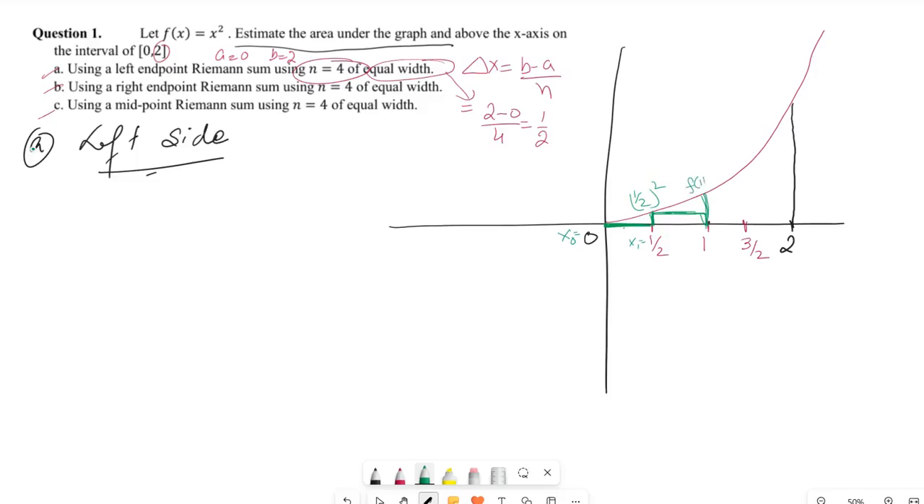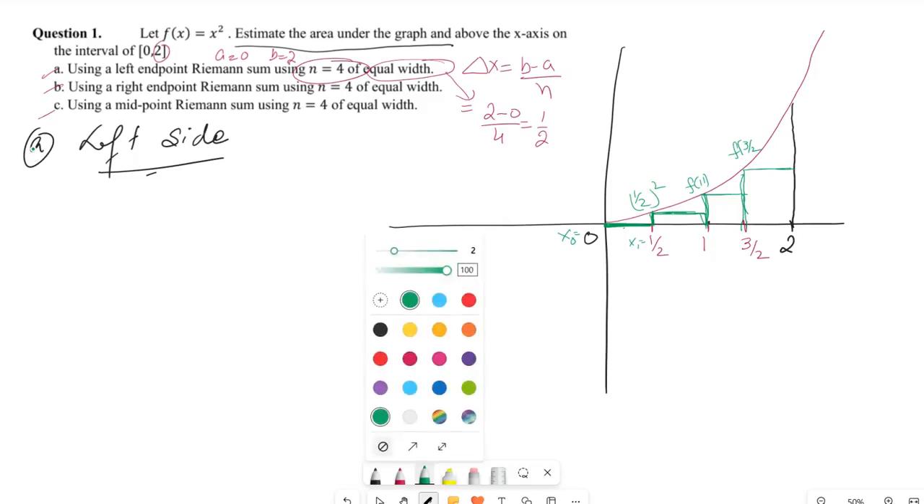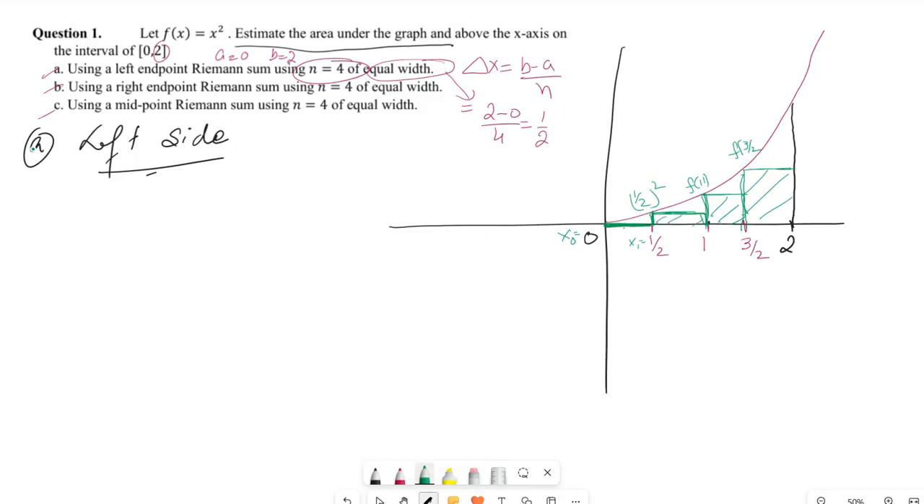Let's say this is f of 1, and I draw a rectangle at that value, f of 1. The width is again the same, half. Then f of 3/2, this much is f of 3/2, and the rectangle drawn here is the last rectangle. So we are saying if we find the area of these 4 rectangles, then that approximately estimates the highlighted area which we colored at the start.